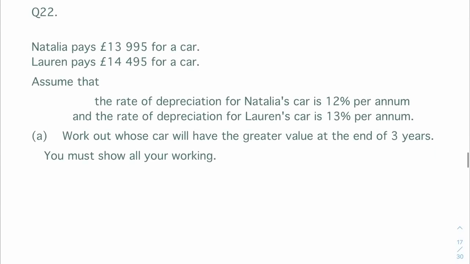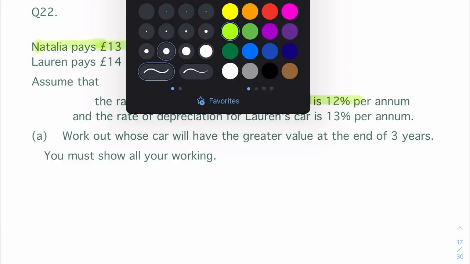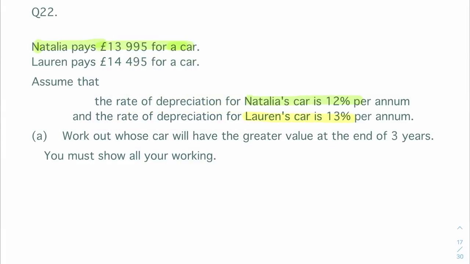Okay, so question 22. We have Natalia pays, and we've got different amounts for two different people. So we have Natalia pays 13,995 for a car. Lauren pays 14,495. So we've got to assume that the rate of depreciation for Natalia's car is 12%, and the rate of depreciation for Lauren's car is different. Okay, so let's just highlight this. There we go. And for Lauren's car, the rate is 13%. Okay, work out whose car will have the greater value at the end of 3 years.